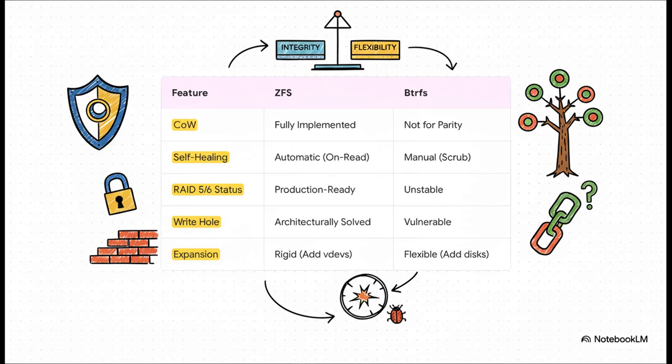All right, this table really brings it all into sharp focus. You can see it right there. Where ZFS is fully copy-on-write, Btrfs is not, at least for parity. Where ZFS self-heals corrupted data automatically on the fly, Btrfs needs a manual command. And the big one, ZFS has production-ready, safe parity RAID that is immune to the write hole, while Btrfs's is unstable and vulnerable. The whole trade-off is right there: ZFS's rigidity versus Btrfs's flexibility.